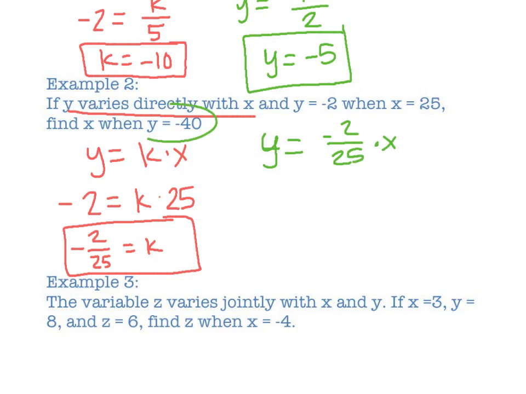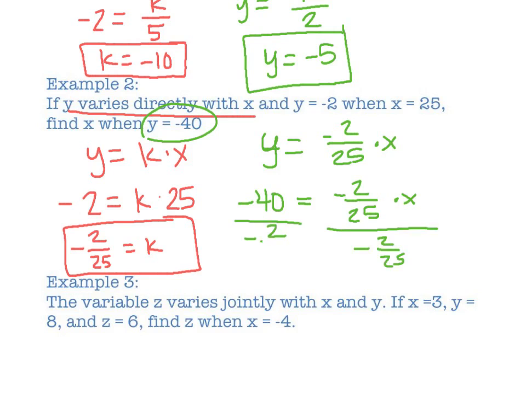And now I can use that to find x when y equals -40. So here I have -40 equals -2/25 times x. And if I divide by -2/25 on each side, I get 500 equals x.